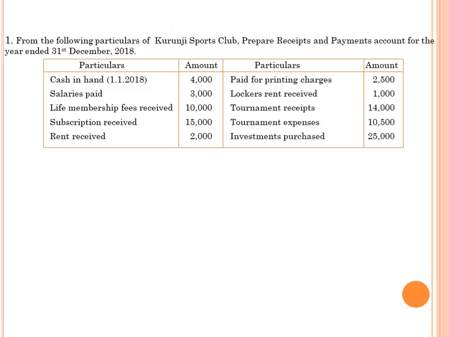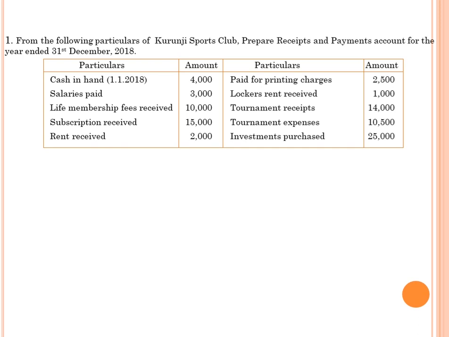So this is question number 1. From the following particulars of Kurinji Sports Club, prepare the receipts and payment account for the year ended 31st December 2018. Here are the 4 columns: particulars, amount, particulars, amount. From the first 2 columns: cash in hand on 1/1/2018 4,000, salaries paid 3,000, life membership fees received 10,000, subscription received 15,000, rent received 2,000. Now the third and fourth columns: payment for printing charges 2,500, locker rent received 1,000, tournament receipts 14,000, tournament expenses 10,500, investments purchased 25,000.